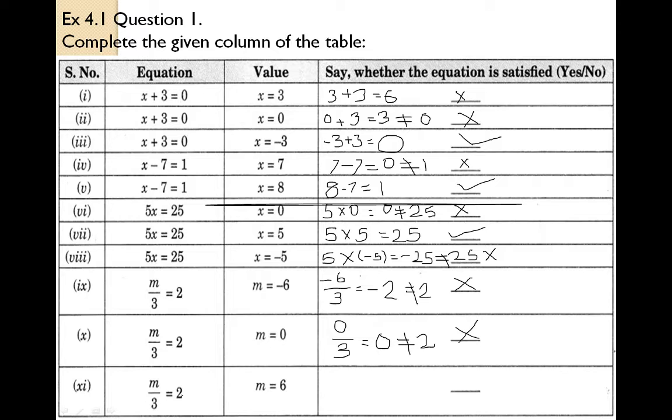11th is m upon 3 is equal to 2 and the value of m is equal to 6. So instead of m, we have to write here the value of m, that is 6 upon 3 is equal to 2, and we get the same answer. That means this equation is satisfied with the given value of m.